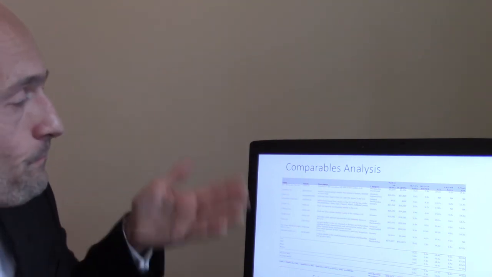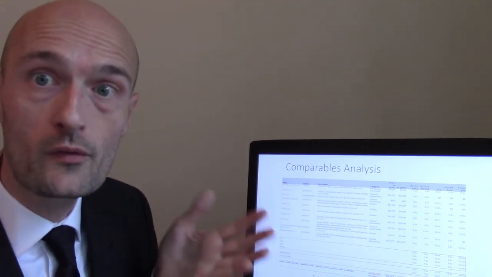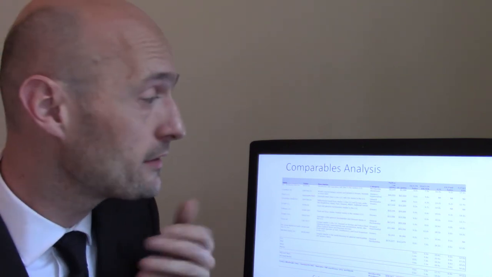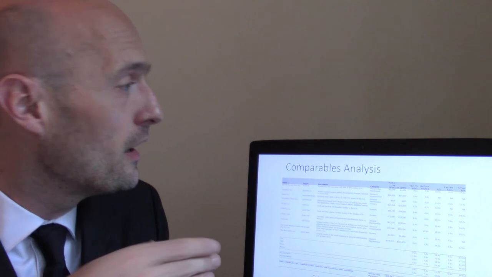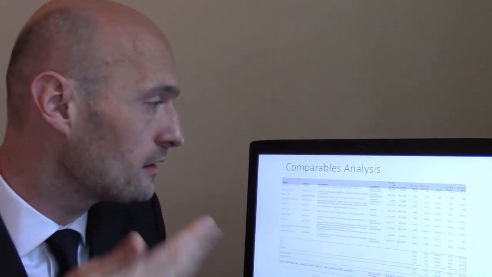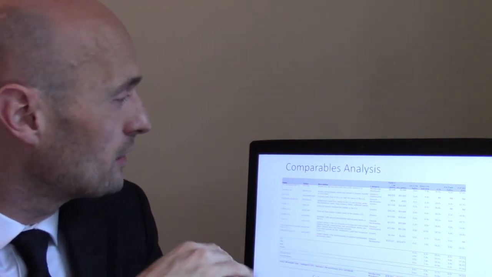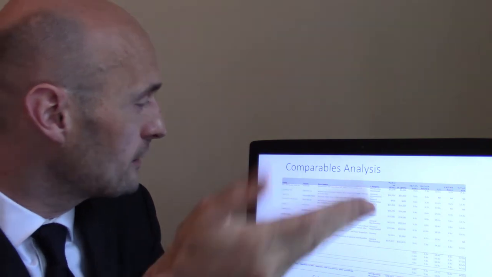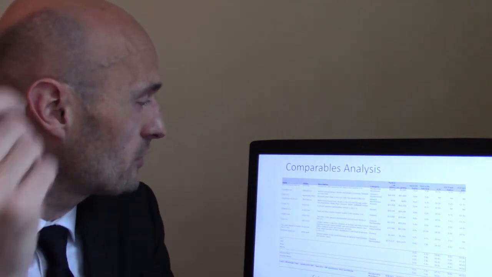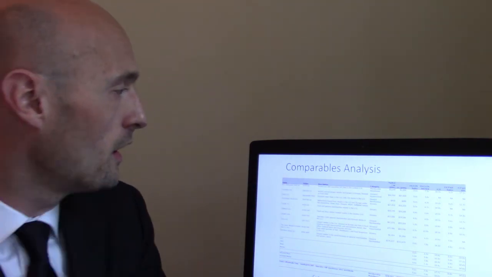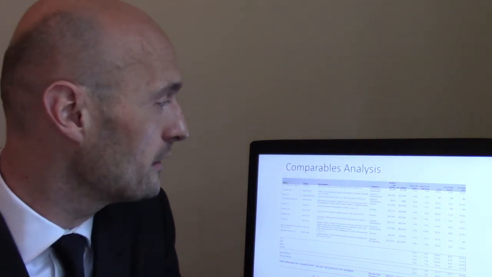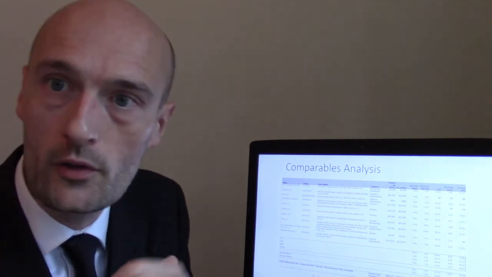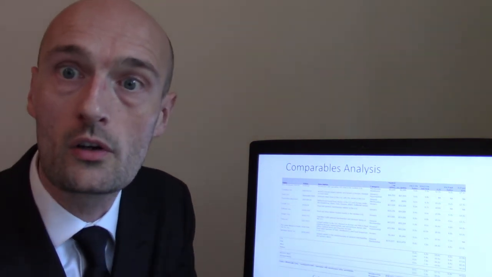And this type of approach, of course, is widely used by investors, and it's equally widely used in corporate finance. This is an example of the kind of sheet that an investment banker might put together. We've got here a bunch of retail stocks. You've got things like Tesco, Target, Safeway, Kroger, Carrefour, all of these big supermarket companies. And then we've got all of their different ratios up here.